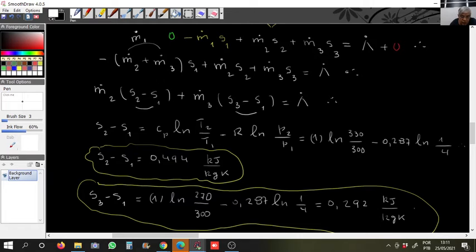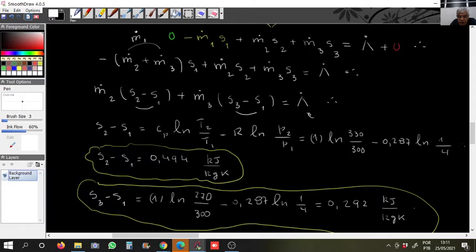I want to find out if the second law is violated or not. That's why I'm calculating this entropy generation. If it is positive, it does not violate. If it's 0, the process is a reversible process. Negative is impossible. Now, I have to multiply S2 minus S1 by this flow rate over here, which is 1 kilogram per second.